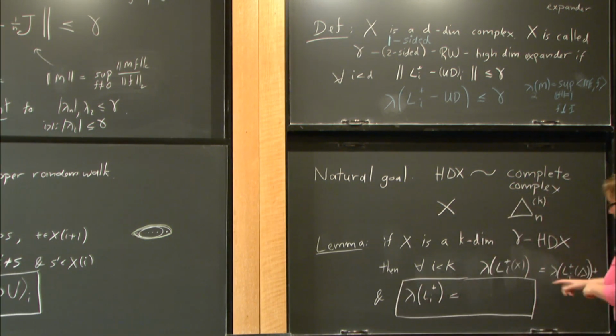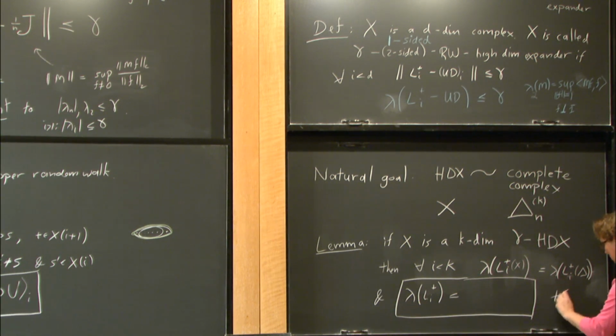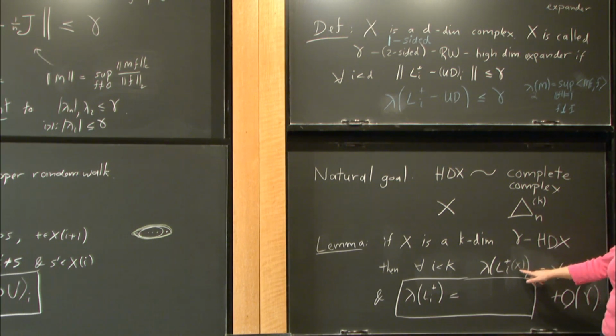I want to do some calculation, and then I will write here the number. What did you have here? Plus lambda of L_i plus of delta plus what? O of gamma. So this is the error term, big O of gamma. Basically, I'm saying this is our golden standard, the complete complex, and this is my expander, and the spectral gap is the same up to error gamma, and gamma is the parameter of the HDX. Okay, so I want to prove this.